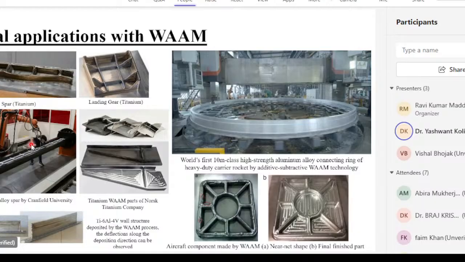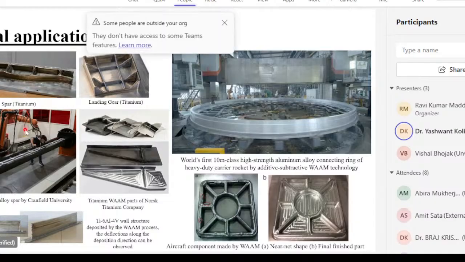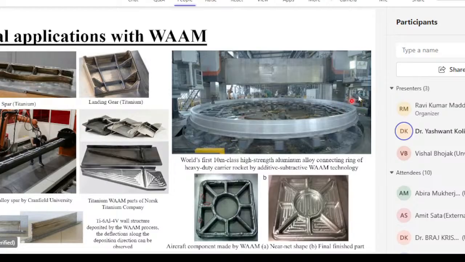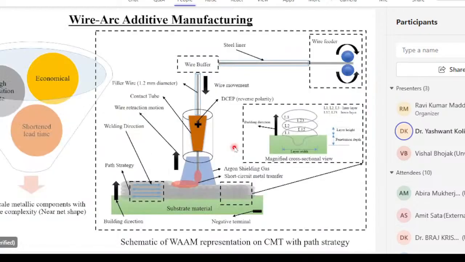He's fabricating many components, and he's a main company there in Cranfield University, and all are supporting this. So the components are very good. He's made many components for rockets, landing gears, wing spars. So applications are widespread. If someone wants to work on this, they can easily join this group also.